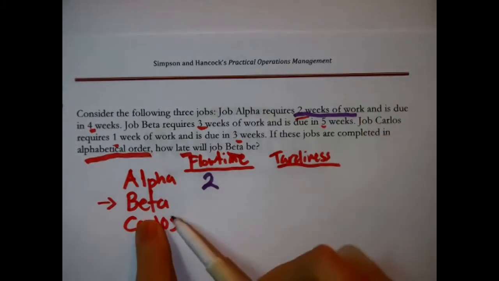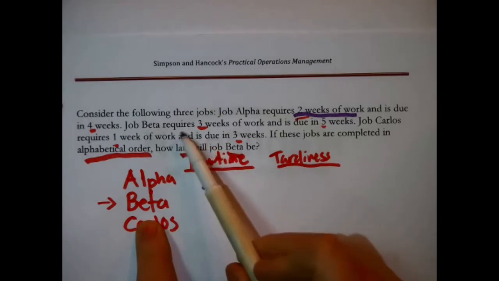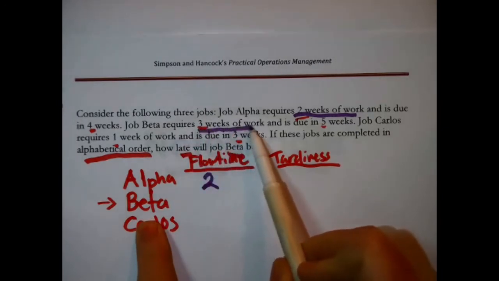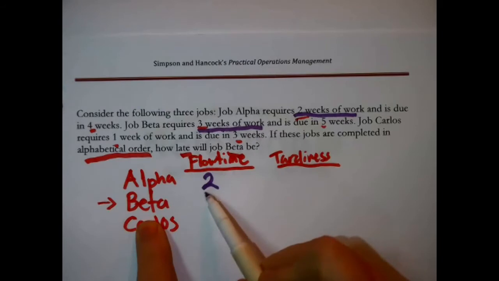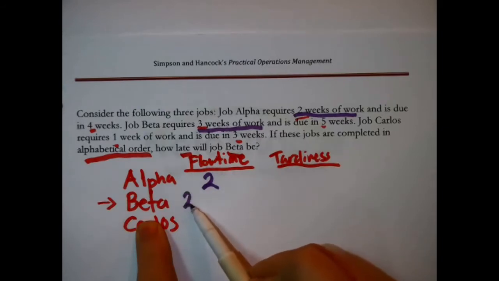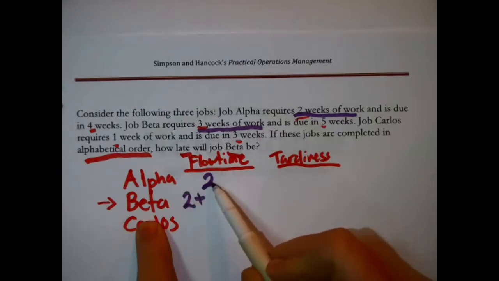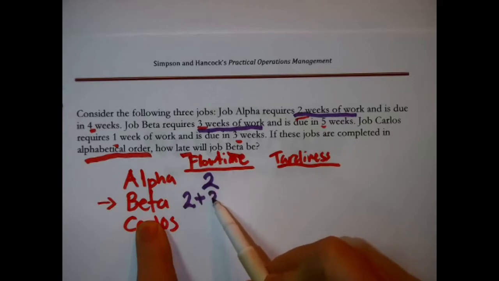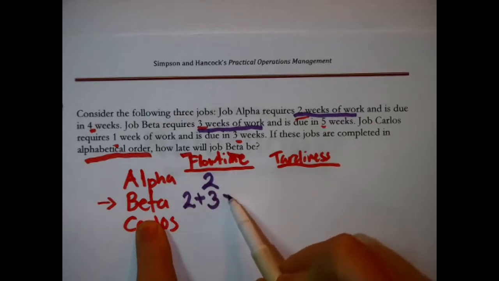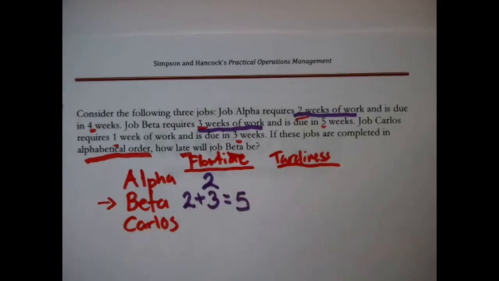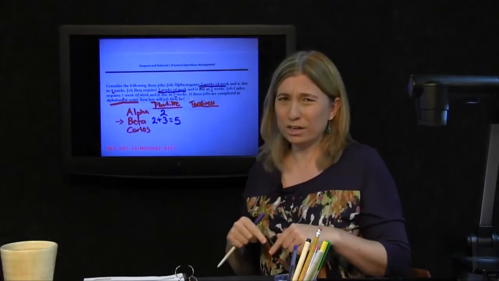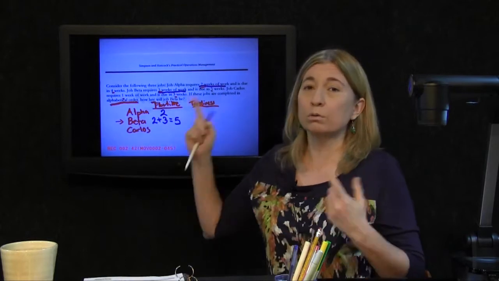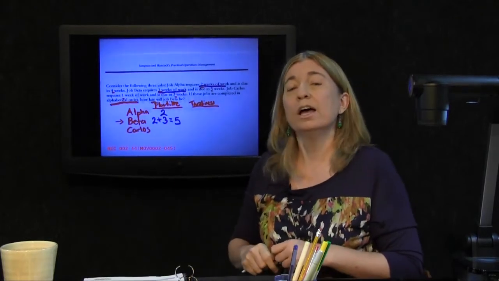Beta, I need to look up the duration. Beta requires 3 weeks worth of work. So the flow time on the job called beta is 2 weeks, wait a minute, that's the 2 from the row above, plus the 3, that's its own duration, or 5. The job called beta will be finished in 5 weeks. Why? Because it has to wait 2 weeks while alpha's being finished, and then it's 3 weeks of work.